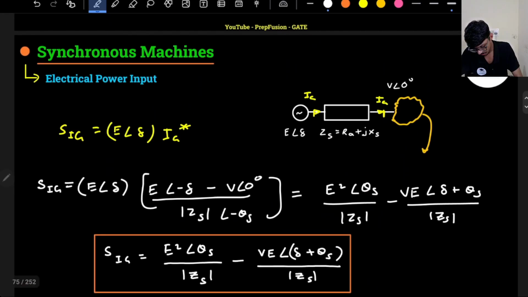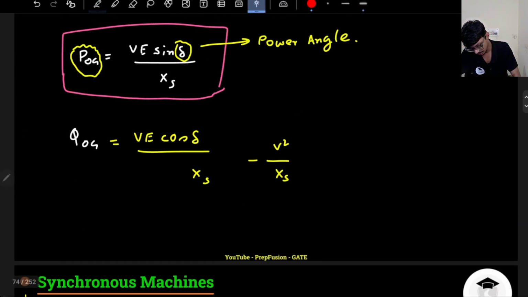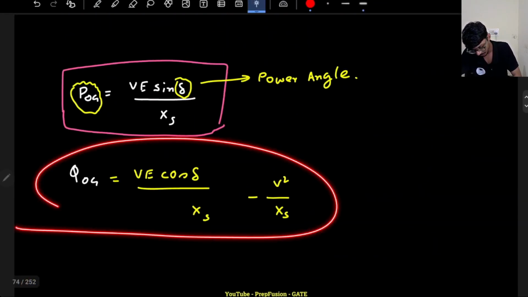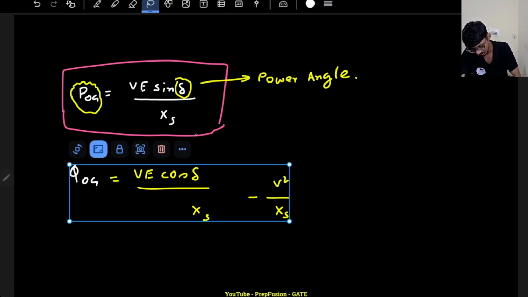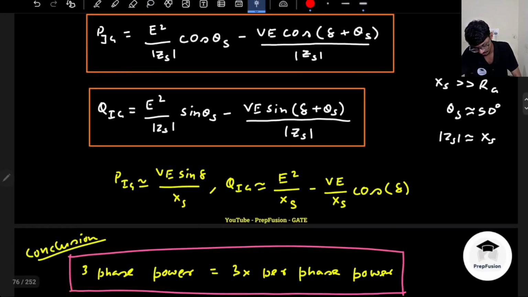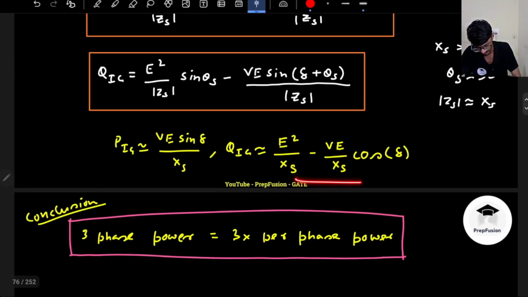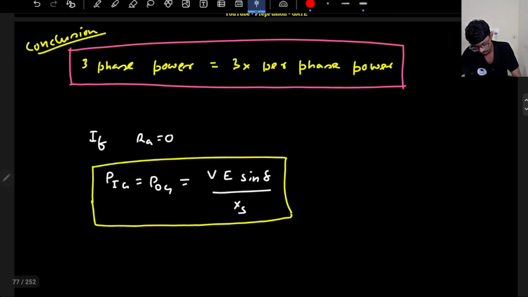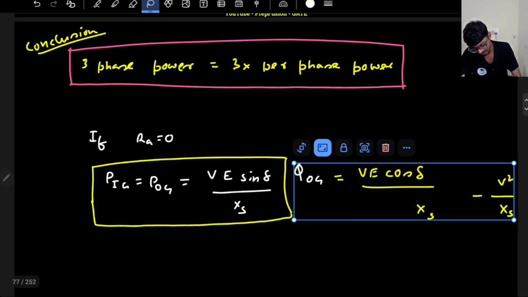And one more thing is about the reactive power. So reactive power you have to remember anyway. Reactive power for this case will be V into E cos delta by XS, and it will be negative here. If you observe, it is just the opposite. So reactive power output of the generator will be this.